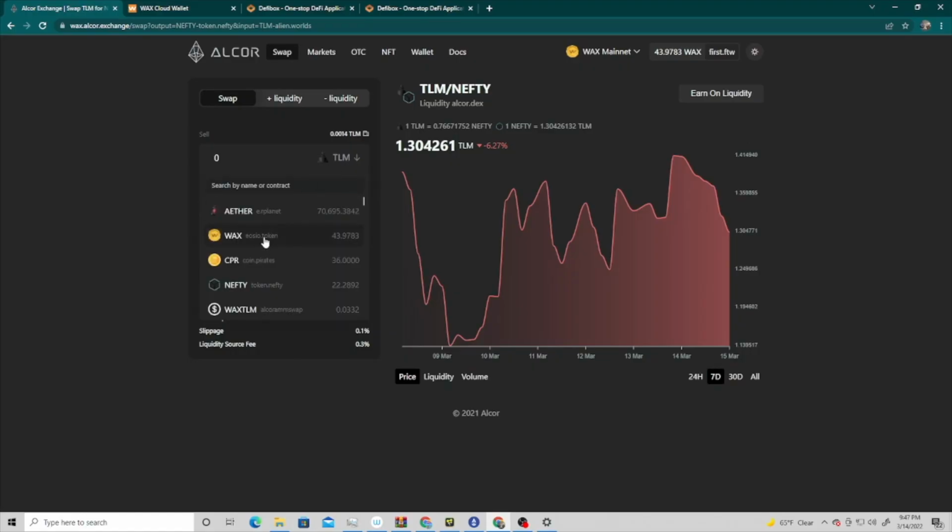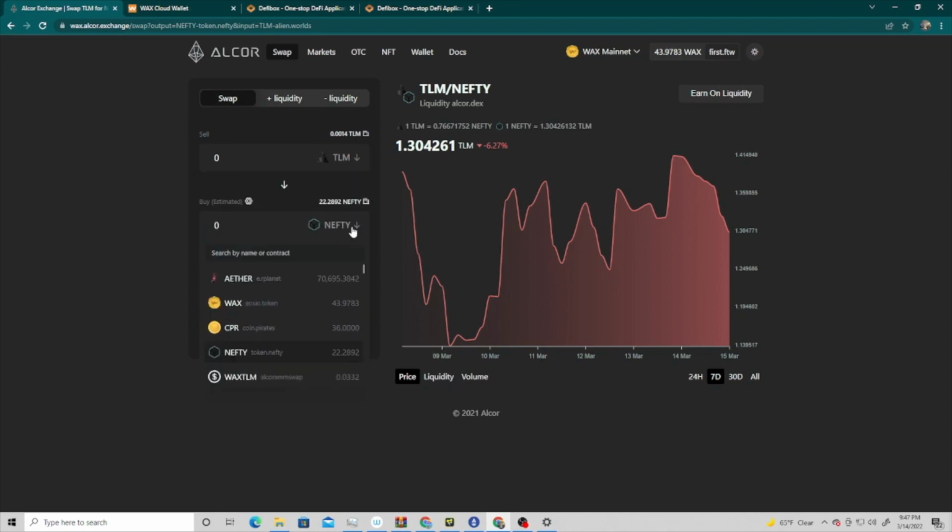So DeFi on Wax and on Alcor for the swap, I'm not that into this, because the only way to trade here is if there's a direct pool that exists with two assets that are directly trading against each other. But if I wanted to say trade TLM and Neon token, it doesn't show up because there is no direct pair.